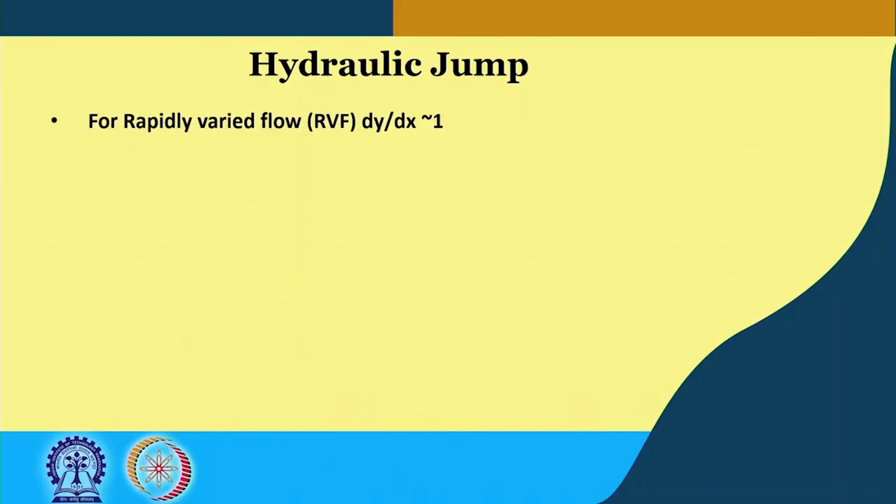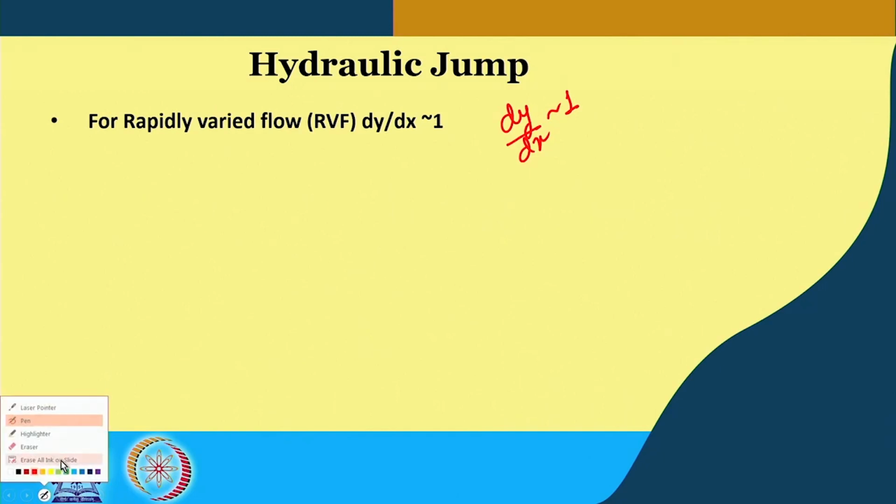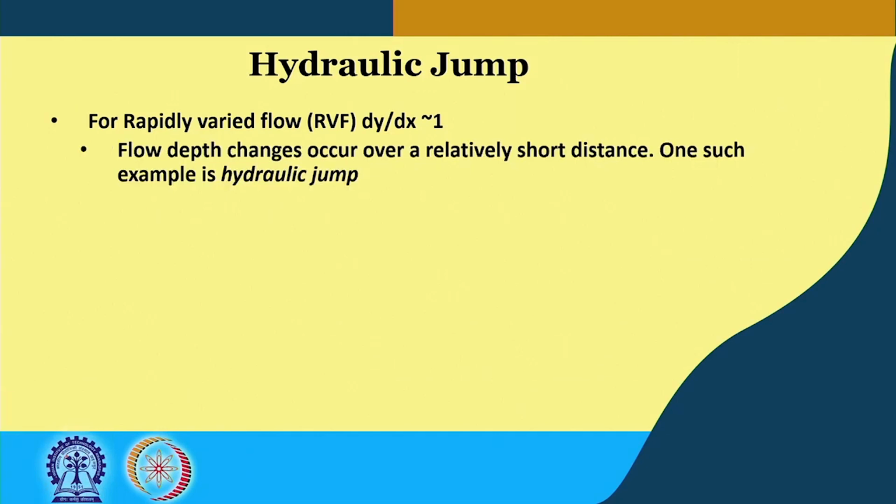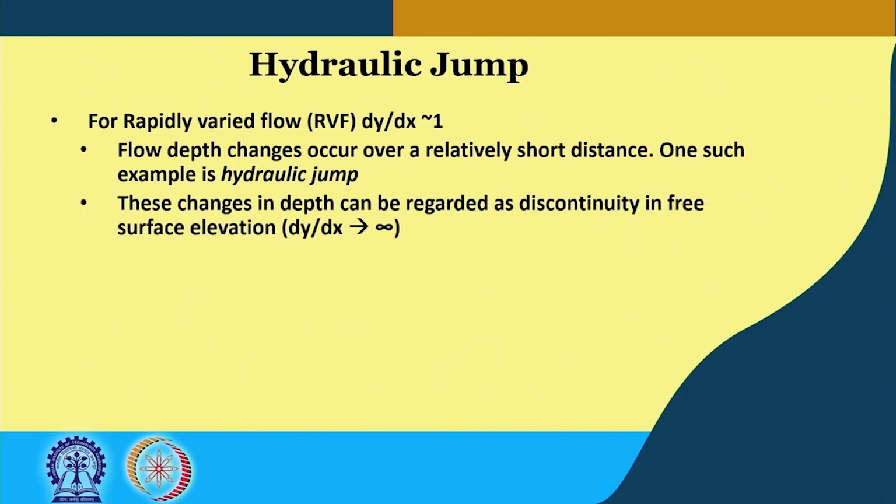Hydraulic jump is a type of rapidly varied flow, and for rapidly varied flow the definition is dy by dx is approximately equal to 1. This means that the rate of change of depth with the streamwise direction is not very small. So, the flow depth changes occur over a relatively short distance, that is the meaning of dy by dx approximately equal to 1. One such example, as I said before, is hydraulic jump.